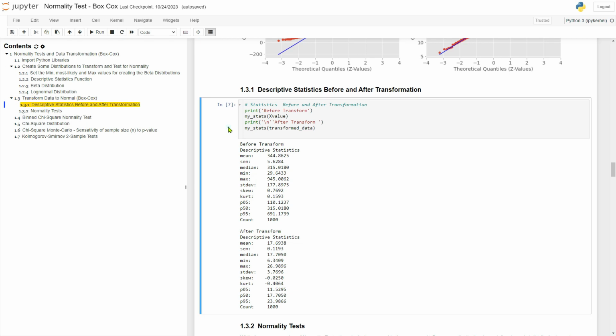Here we just compare some of the descriptive statistics to convince ourselves that the mean, the median, and the P50 look good, and the skew and the kurtosis are both very small numbers. So this transform distribution would qualify as a normal distribution based on the QQ plot.